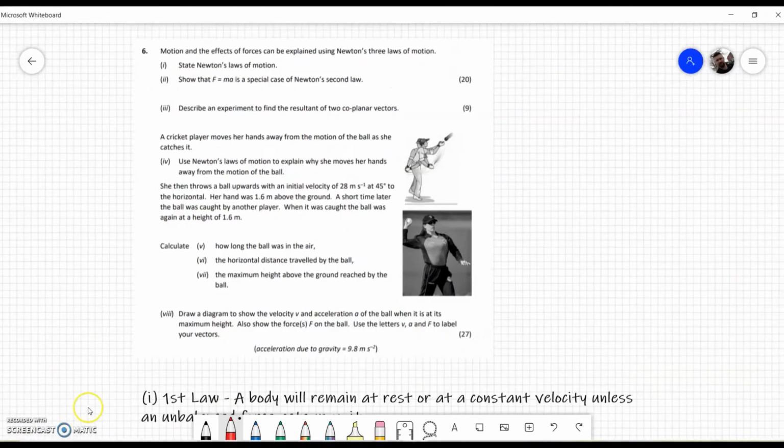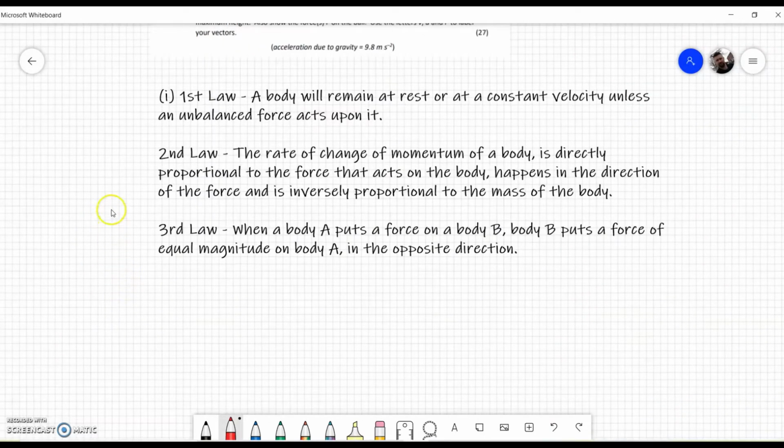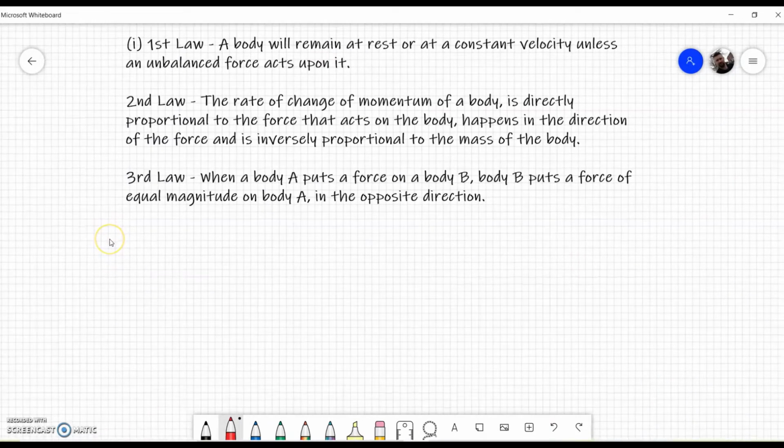Okay, so the next question here, part 2, says show that F is equal to ma is a special case of Newton's second law. So this is going to be done as a derivation, and I'll show you all the steps that we have for that now. Okay, so the first thing we have to do is reread our Newton's second law. Newton's second law told us that the rate of change of momentum was directly proportional to the force that was applied. So let's write out what that means in mathematical terms.